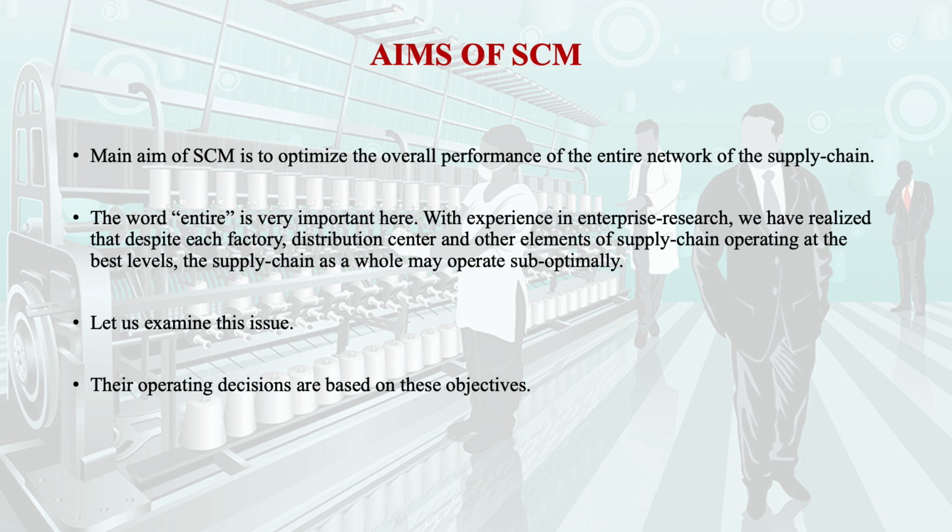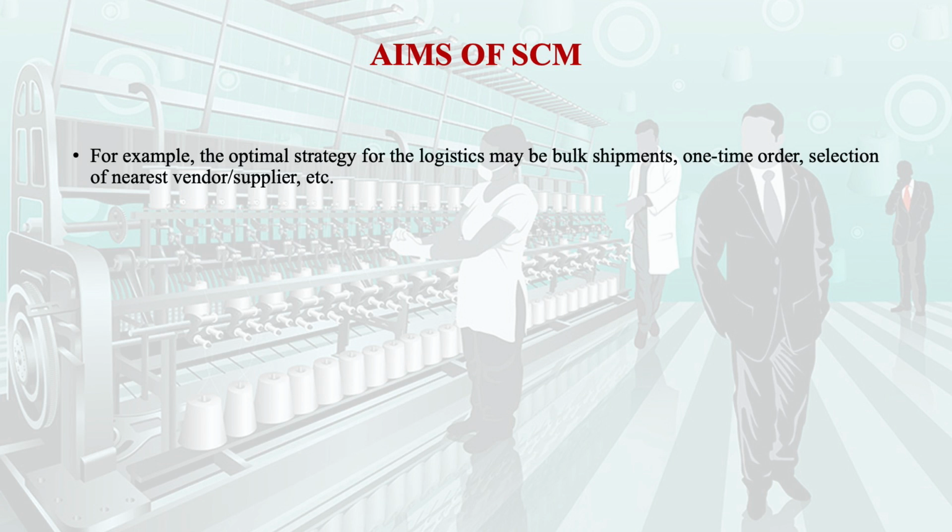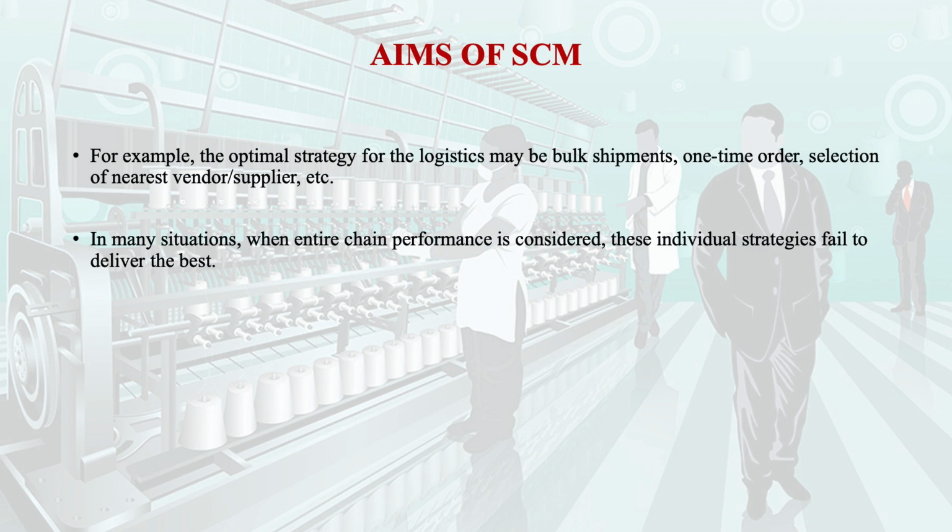Their operating decisions are based on these objectives. It is very common that the decisions of the constituents may not be aligned to the overall strategic goal of the entire supply chain. For example, the optimal strategy for the logistics may be bulk shipment, one-time order, selection of the nearest vendor or supplier. In many situations, when the entire performance is considered, these individual strategies fail to deliver the best. It is therefore essential to have an integrated, holistic view of the supply chain.